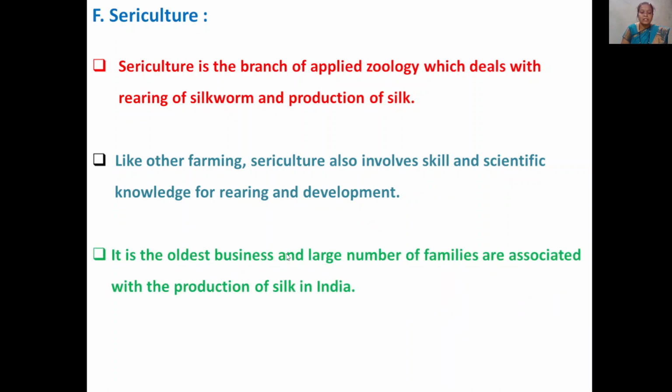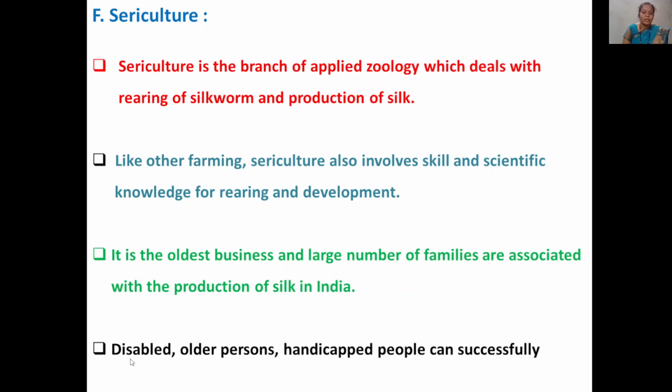It is the oldest business, and a large number of families are associated with the production of silk in India. Disabled, older, and handicapped people can successfully do this job.